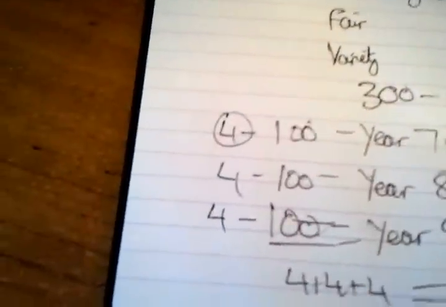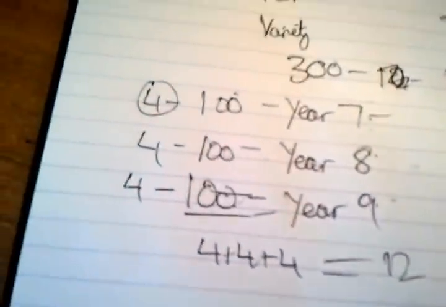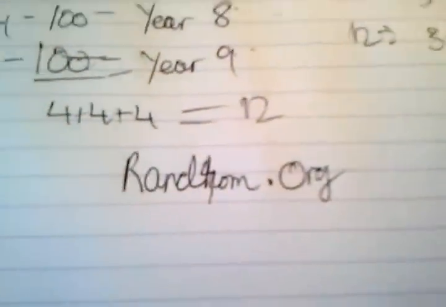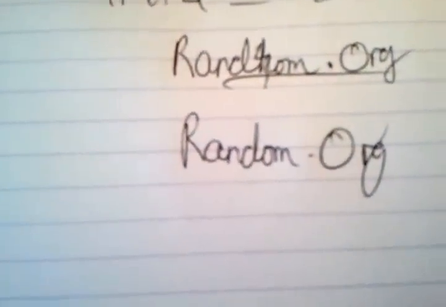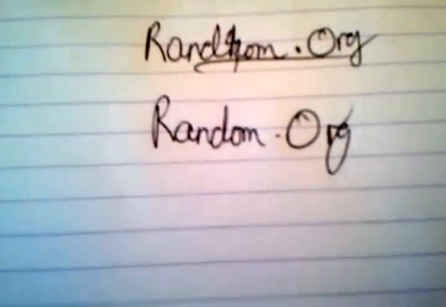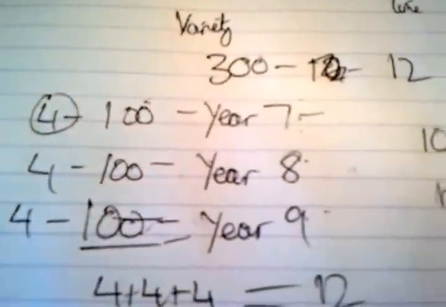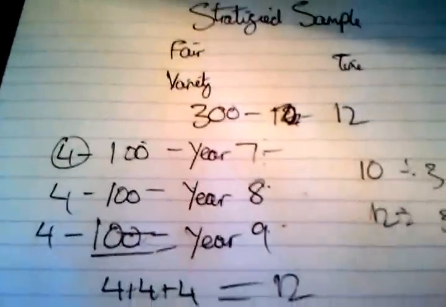By doing this, you put all the names in random.org, or allocate them numbers and put all the numbers in random.org. Get 4 numbers from random.org. Remember that: random.org. So I use random.org, type in the numbers, find 4 of those 100 and get that. So that's literally it.